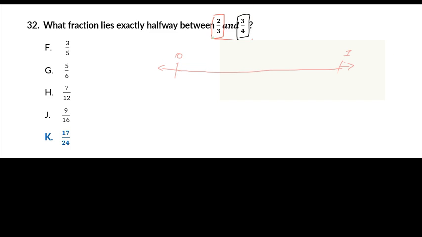So this first number is 2/3. To do that, we have to divide the number line into thirds. This would be 1/3. This would be 2/3. And of course this would be 3/3, which is the same as 1. And then the second fraction, which is 3/4.